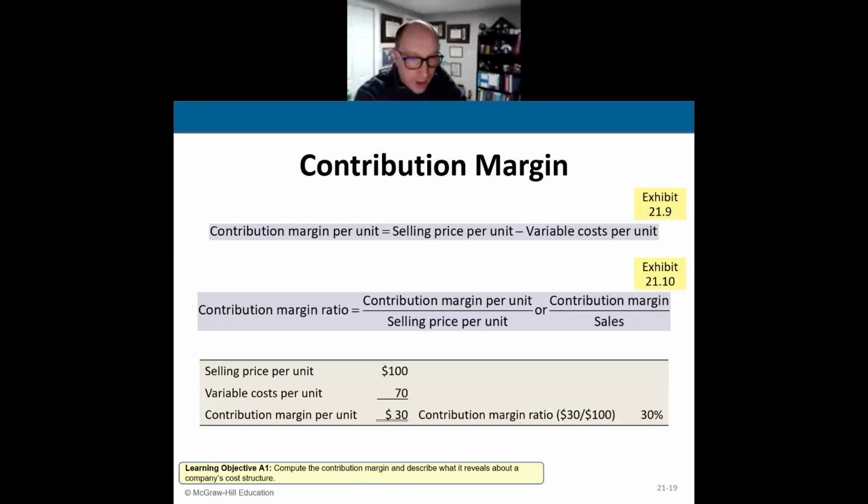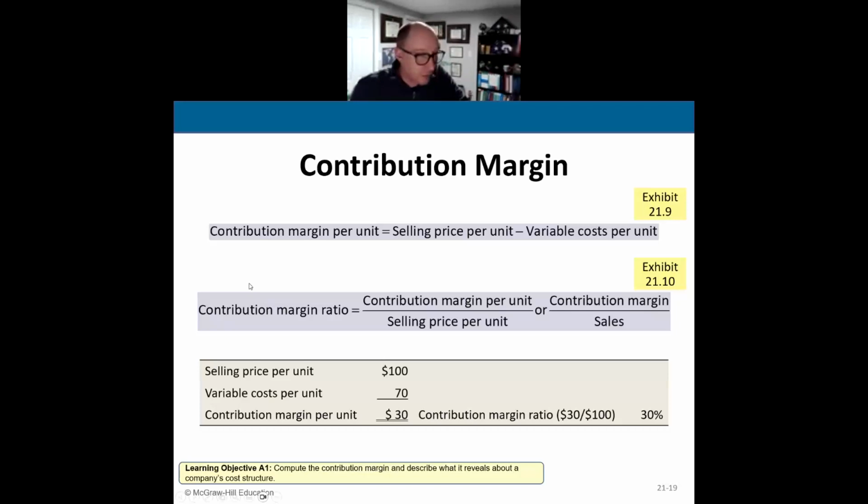So here we have some data at the bottom. We have a sales price of $100 and a variable cost of $70. Sales price minus variable cost equals contribution margin per unit, and in this example that is $30. To find the contribution margin ratio, we take the contribution margin per unit divided by the sales price to find 30% in this example.